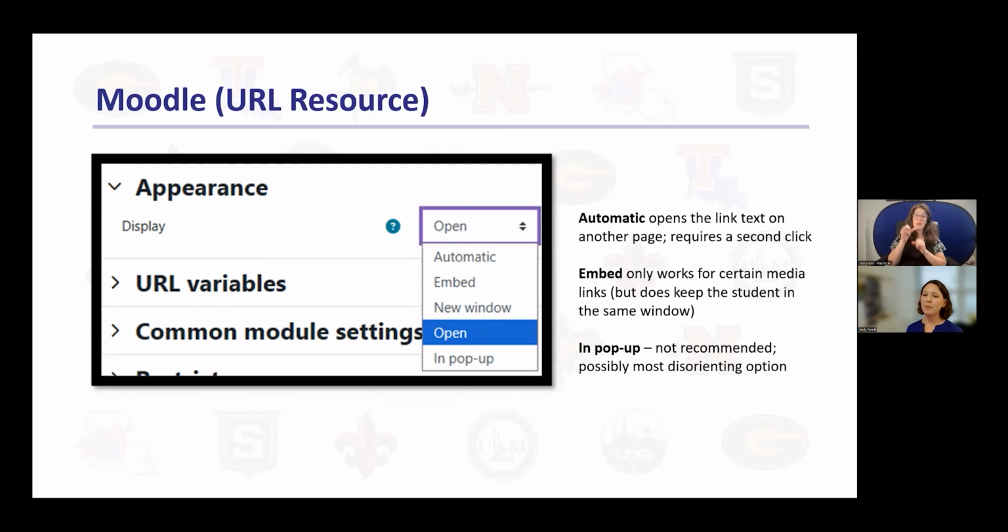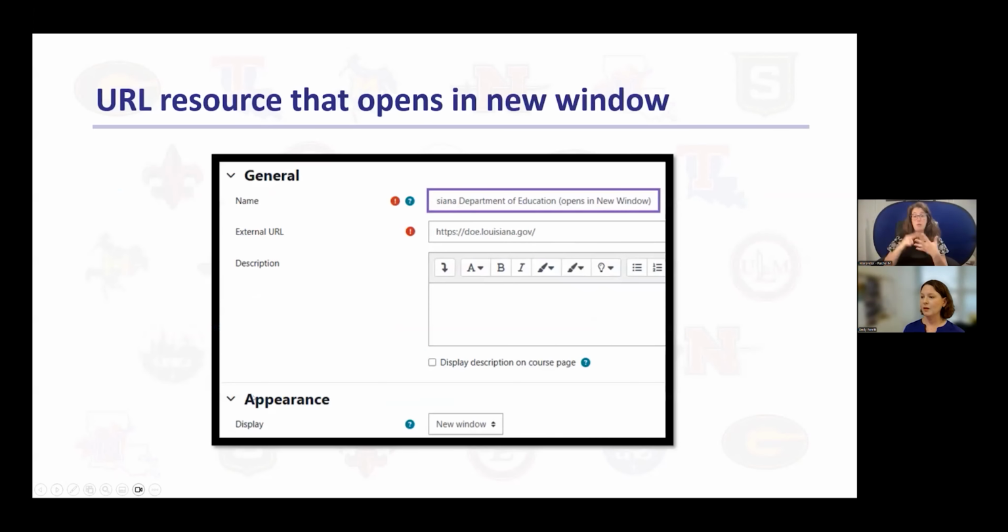And then in pop-up, I think we're not going to recommend that. I mean, that's going to open in a new window without menus. And if we're talking about being disoriented by a screen reader, that's probably going to be the most disoriented option. So in this menu, if you want to open in the same window, your option is open. That's what you're going to choose. If you wanted to open in a new window, you would choose new window. And we'll recommend that you stick with one of those two options.